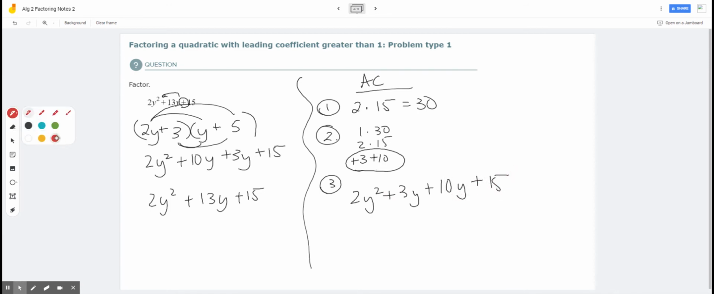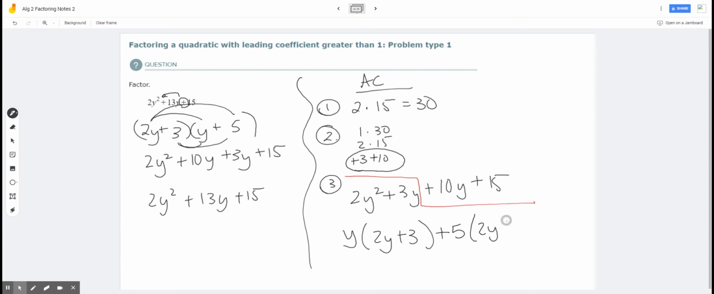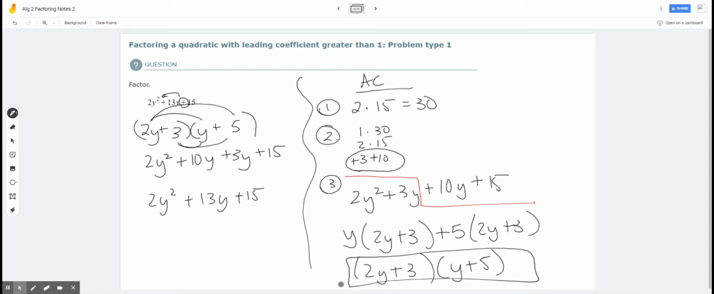Next, group it. Factor by grouping. Okay, we're going to get what's in common? Y. Okay, kick out the y and you'll get 2y plus 3. What's in common? 5. 2y plus 3. 2y plus 3 times y plus 5. And my tablet's about ready to burn my leg. Oh my goodness gracious. Okay, same answer. Same answer. Okay, different methods. All right.